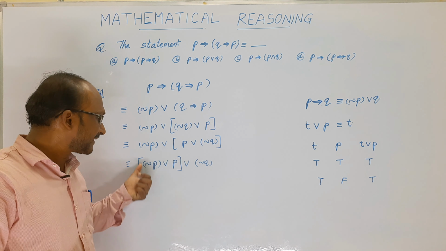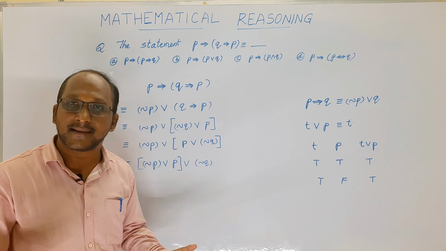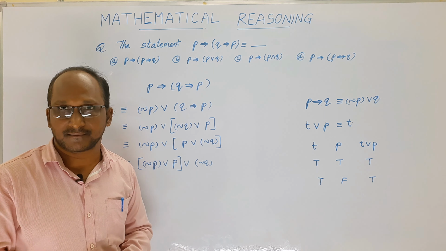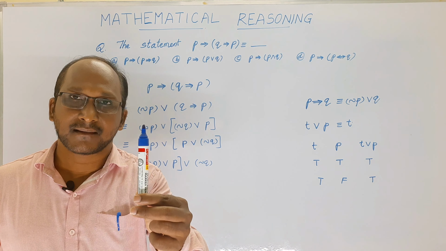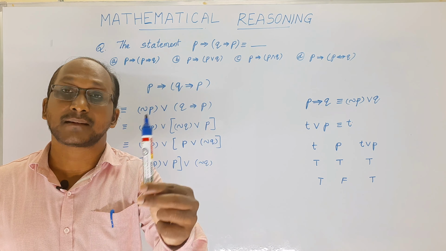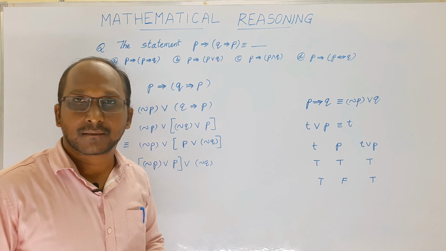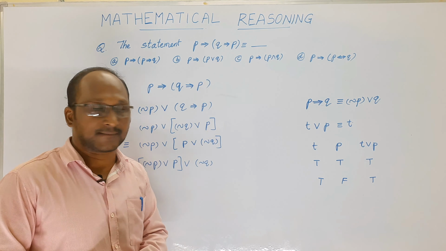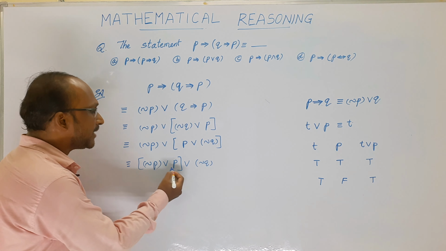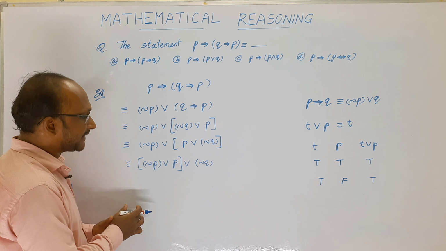And once you observe this statement, negation P or P is always true. Because if you say it is a marker or not a marker, such a statement is always true. We already discussed this point at the time of tautology. That's why negation P or P is a true statement.